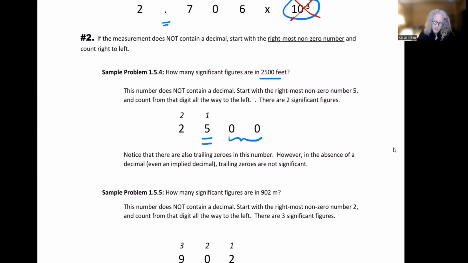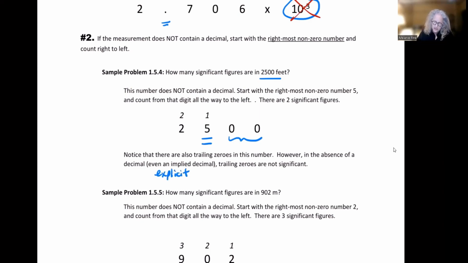Here again, we have more trailing zeros. However, in the absence of an explicit decimal, that's what I mean.